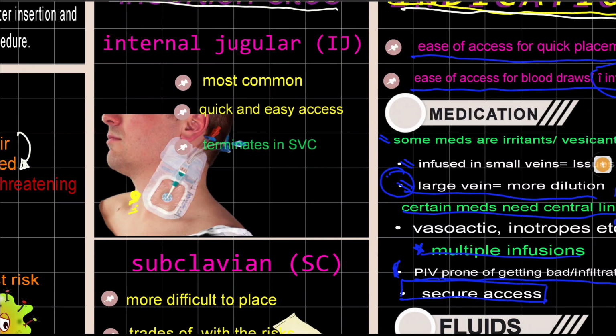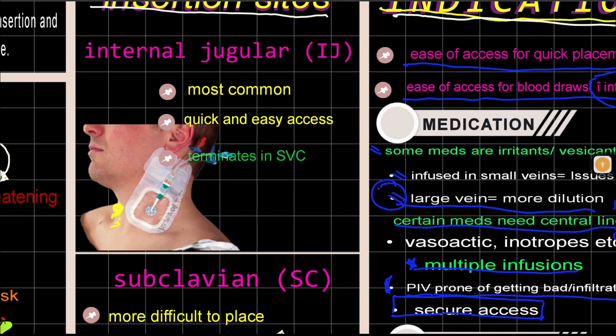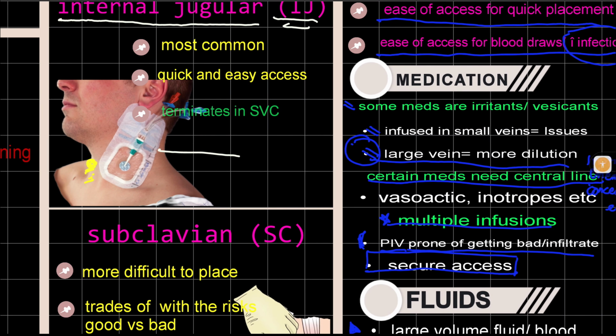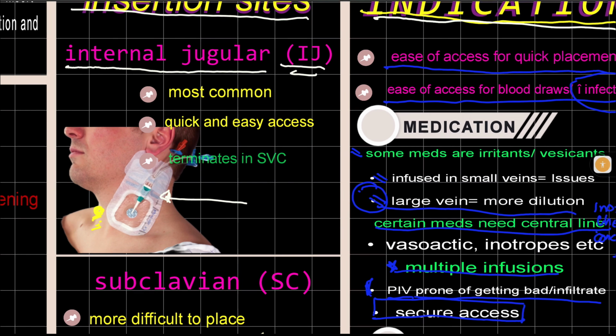Now we're gonna discuss them one by one. Okay, let's start with your IJ. IJ stands for internal jugular. This picture right here is an example of your internal jugular line. Now let me give you a brief description. This is the common site for insertion. Why? Because of ease of access. It's quick and easy to see. It's easy access.